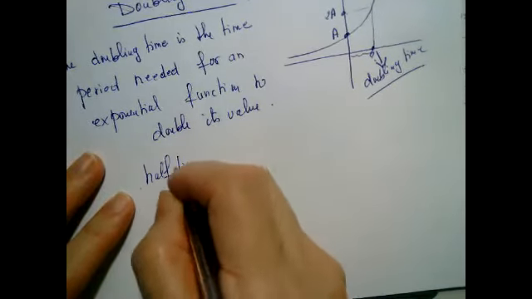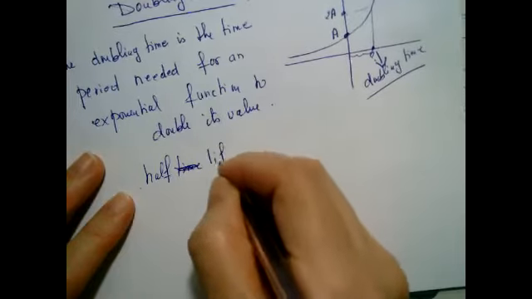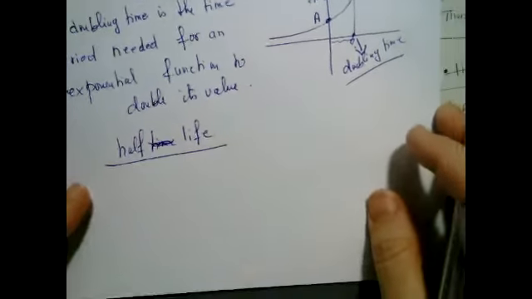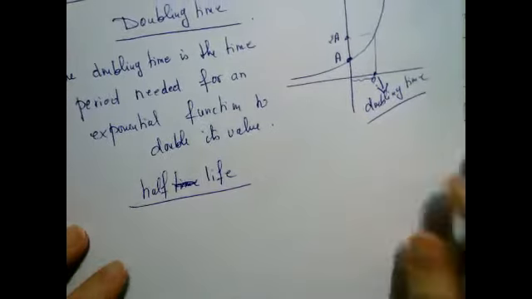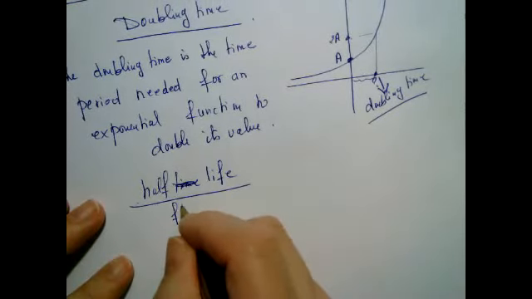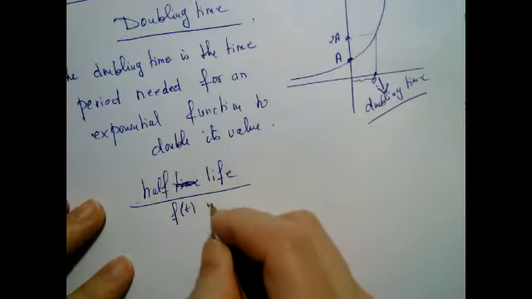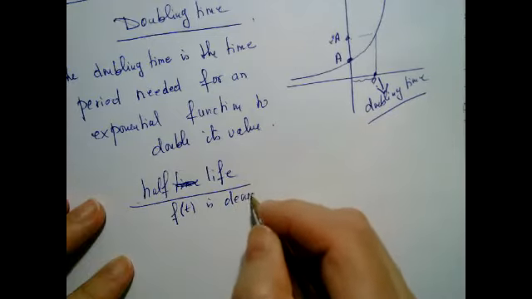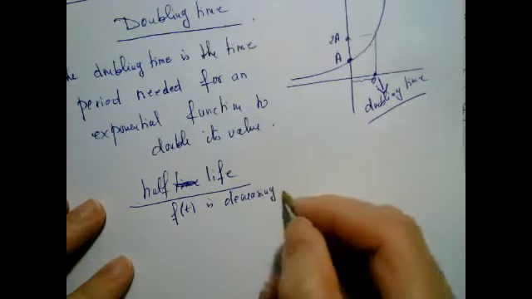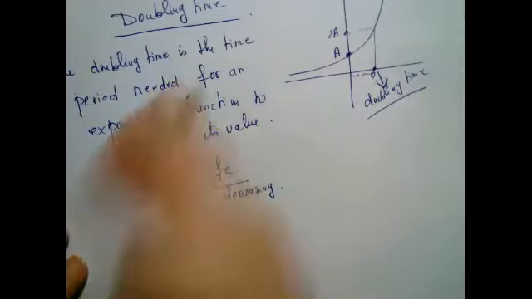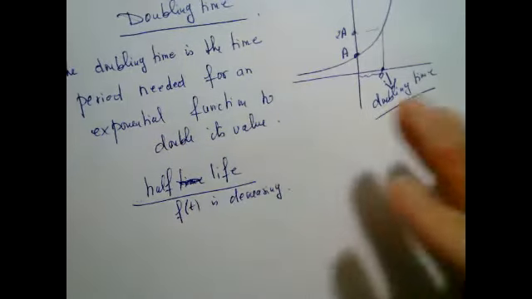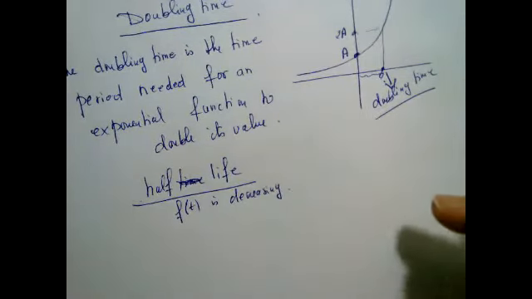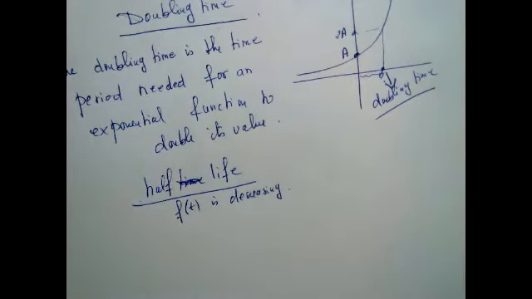Okay. And the half-life. Suppose an exponential function is decreasing. Suppose f is decreasing. The half-life is the same thing. There's a time period for an exponential function to decrease to half its original value. So the half-life is the same thing, but how long it takes to go down to half its value.